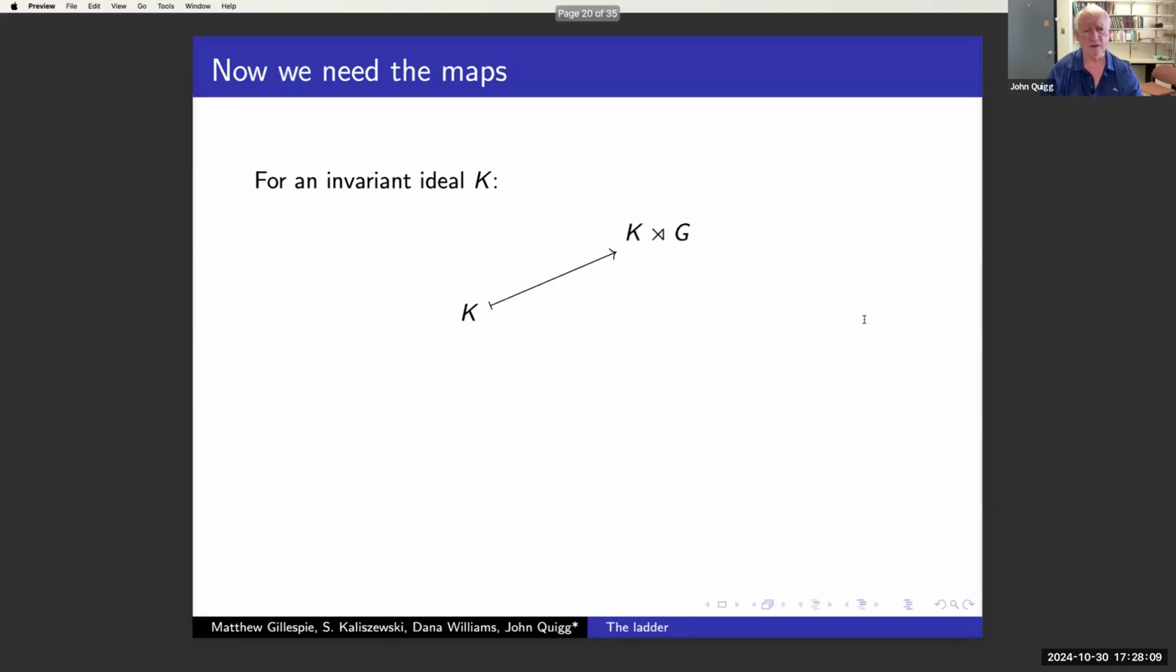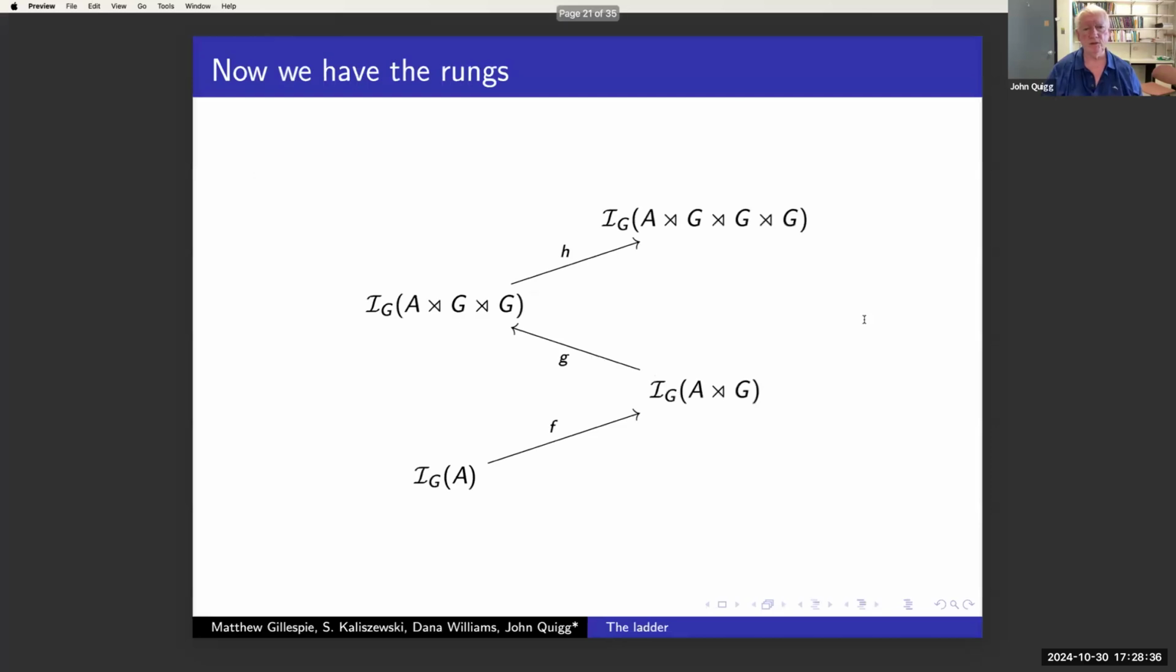And then finally, if you had an invariant ideal K of that double cross product, you can kind of remember where things are in the diagram, invariant under the double dual action, you could form its cross product, K cross G, and that would be an ideal in the cross product by that double dual action. So at each step, cross products of invariant ideals give you invariant ideals. This gives us the rungs of the ladder. So these mappings F, G, H are just taking an invariant ideal in each case, forming the cross product to get an invariant ideal at the next level. So we have the rungs of this ladder.